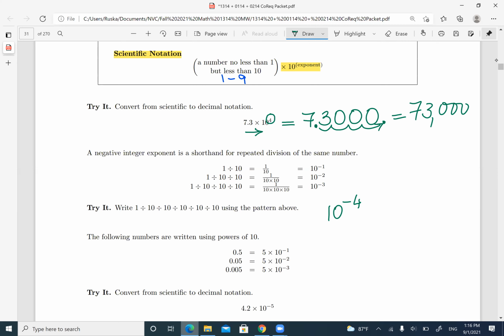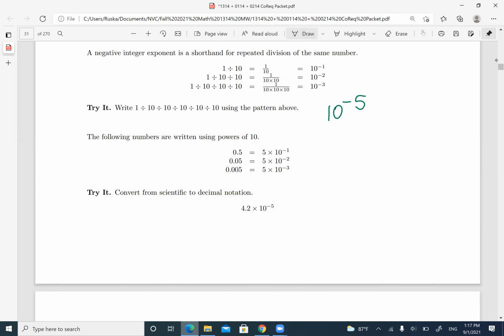Or actually 1, 2, 3, 4, there are 5. I'm sorry, I miscounted there. Okay? So if you divide by 3, it's going to be 10 to the negative 3. If you divide by 2, 3, 4, 5 tenths, it's going to be 10 to the negative 5. Okay? Everybody understand that? Yes, ma'am.